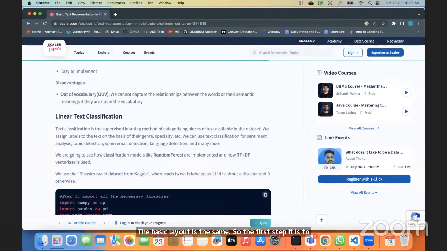So basically, I'll just go a little bit more behind. The first step is to pre-process the text. This entire thing is called pre-processing. We can call it that. And then what do we do after pre-processing the text?